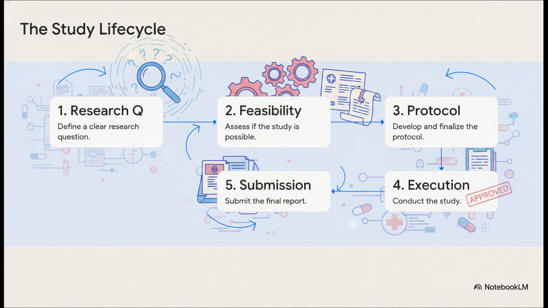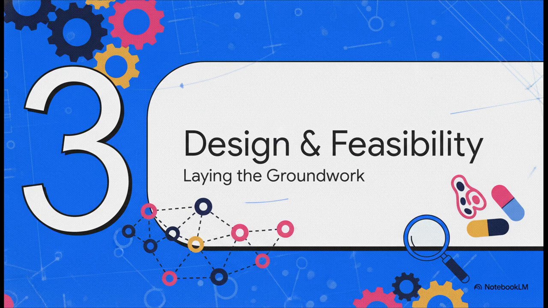But here's a key detail. While this looks like a straight line, the guidance makes a point to say this is an iterative process. You're constantly refining and circling back at each stage. And that brings us perfectly to Section 3, Initial Design and Feasibility.